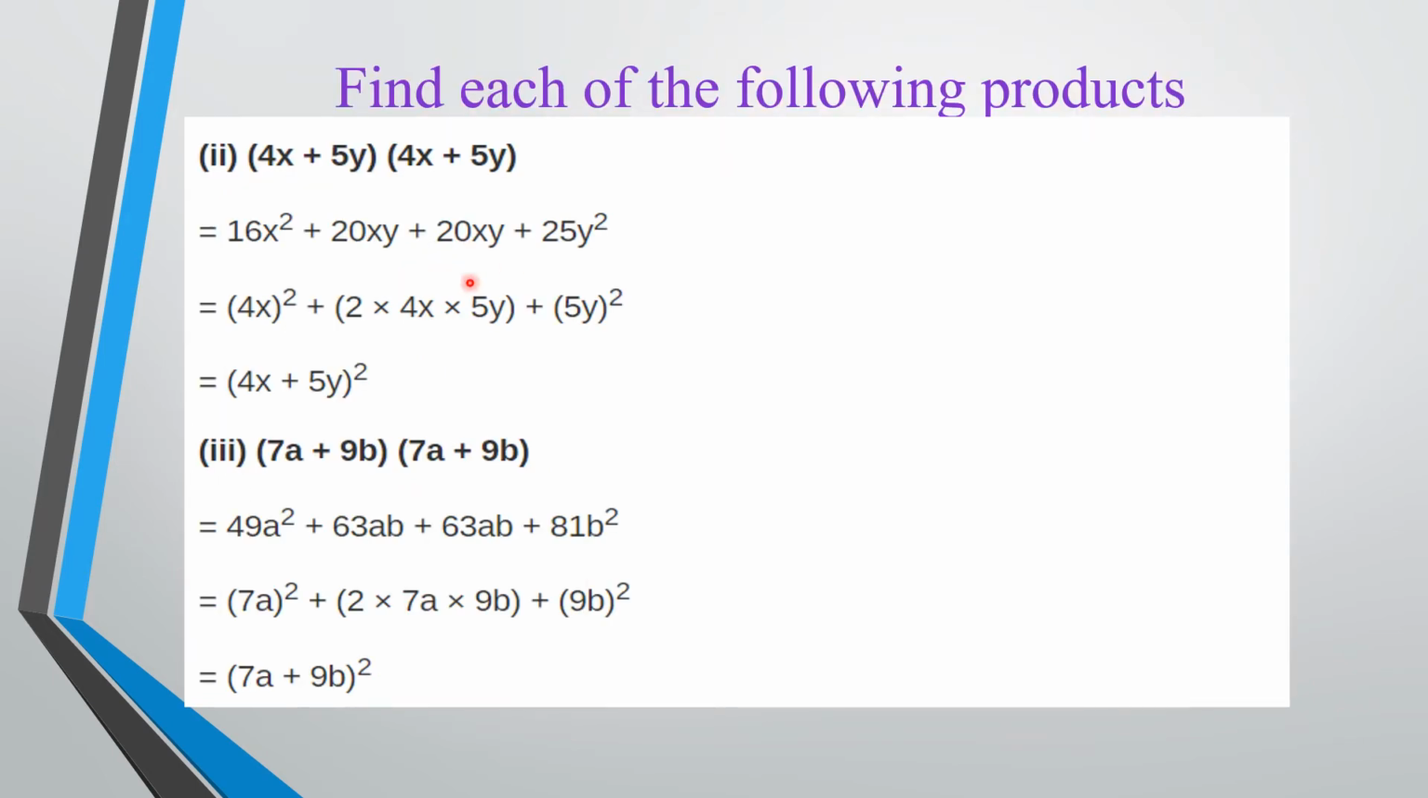Find each of the following products. That means you are multiplying each term with each other term in the next expression. 4x multiplied by 4x, and again 4x multiplied by 5y. Take the next term 5y and multiply with each other term in the next expression. Now 5y multiplied by 4x and 5y multiplied by 5y. We get 4x the whole square plus 2 into 4x into 5y plus 5y the whole square. That means 4x plus 5y the whole square.